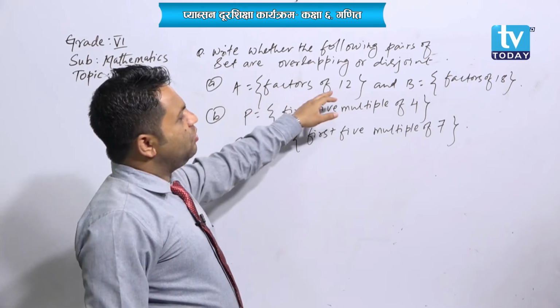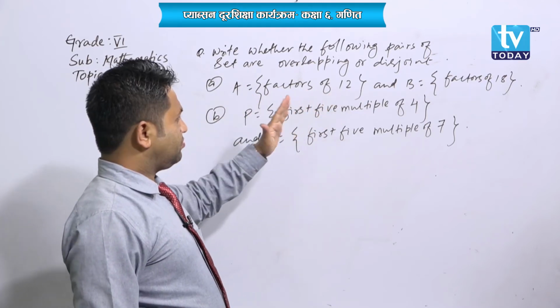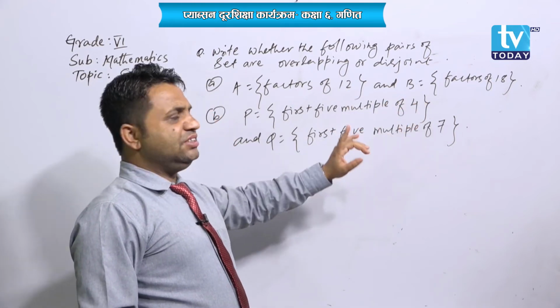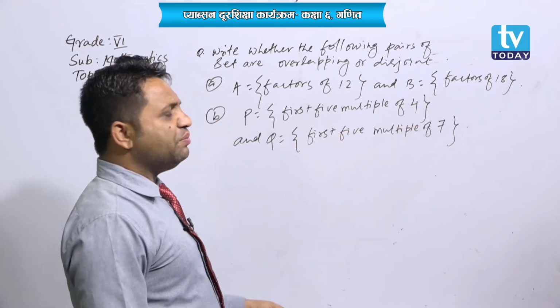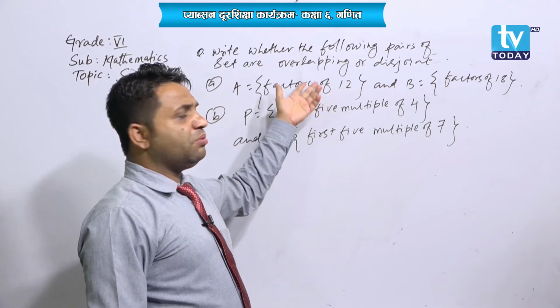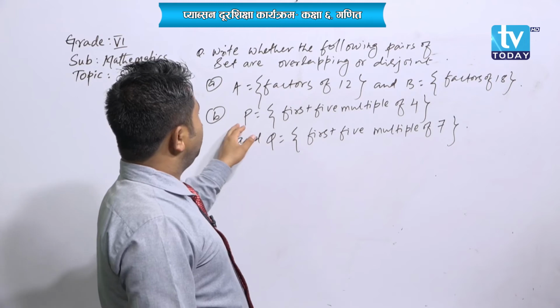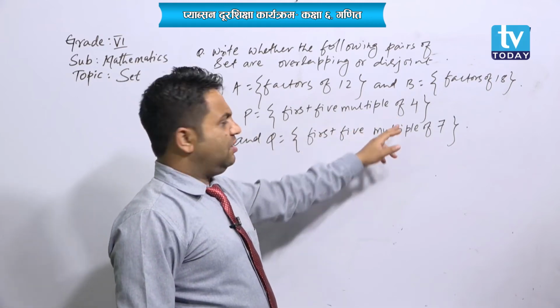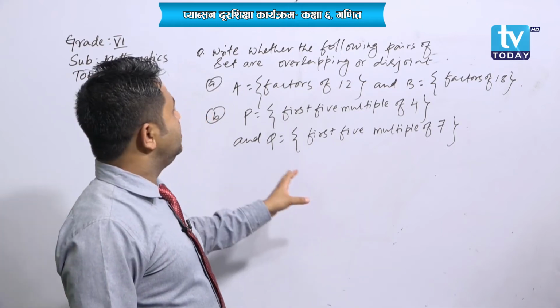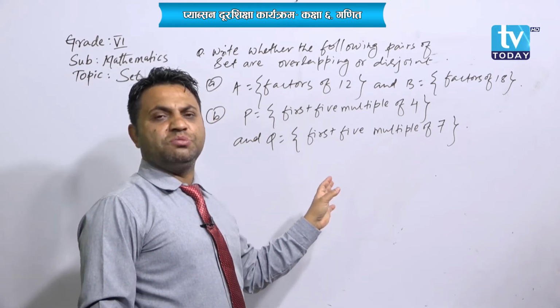A: factors of 12, that means 3, 6, 9, 12, and factors of 18, that means 3, 6, 9, 12, 15, 18. So whether these sets are disjoint or overlapping, please check. Now P, first 5 multiples of 4, and Q, first 5 multiples of 7. Okay, these two questions I am leaving for you as a home assignment.